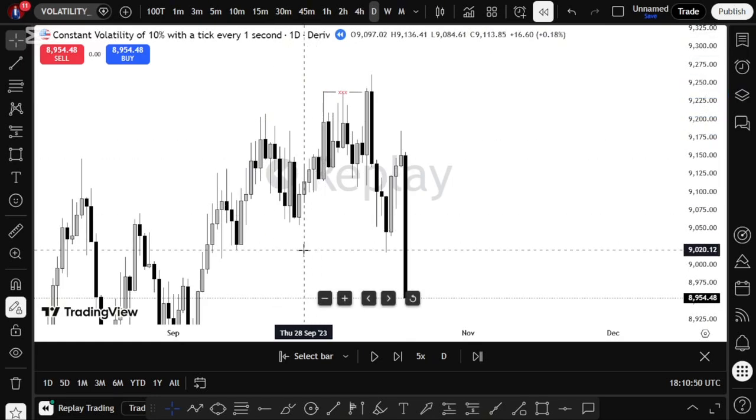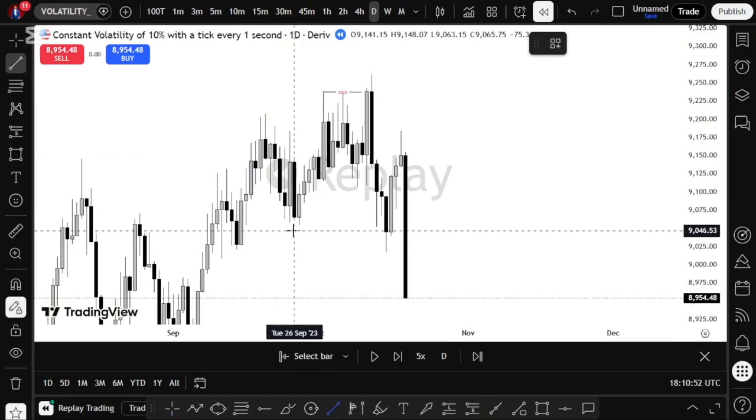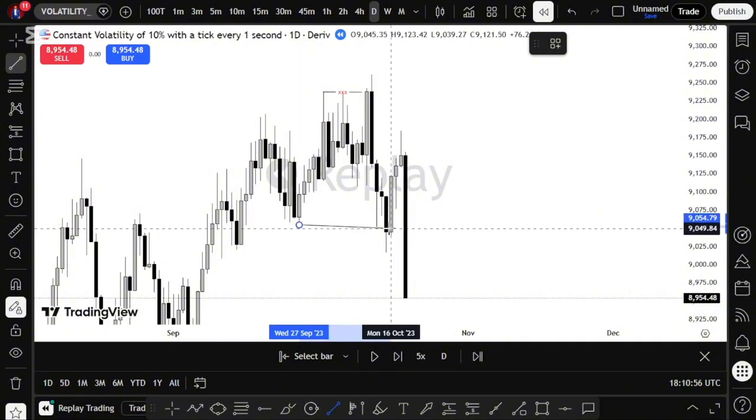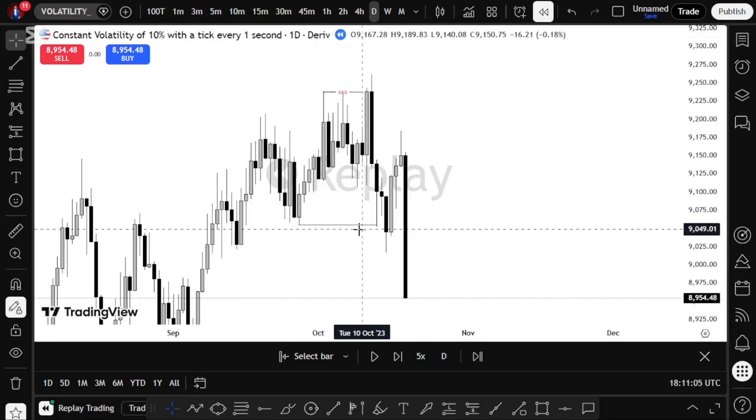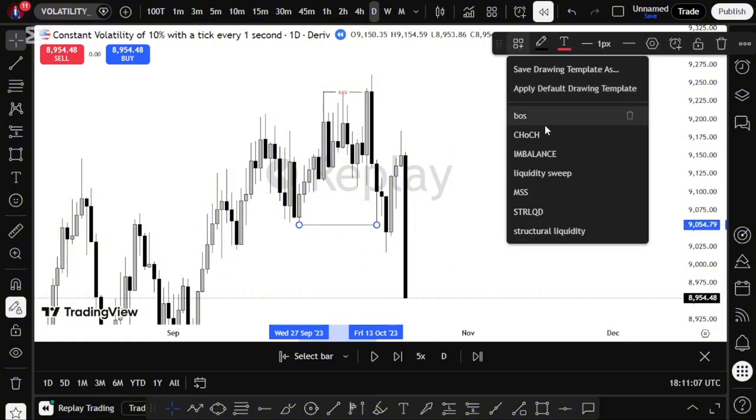All right, the next thing we want to look out for is our break of structure to the downside, guys. You can clearly see it here, there's a break of structure to the downside. So this break of structure led to this pullback. Okay, so now let's mark that out.